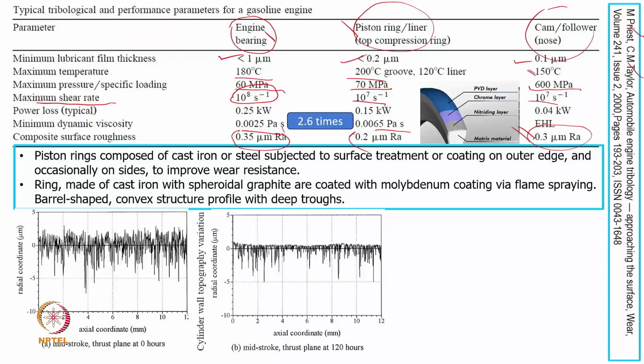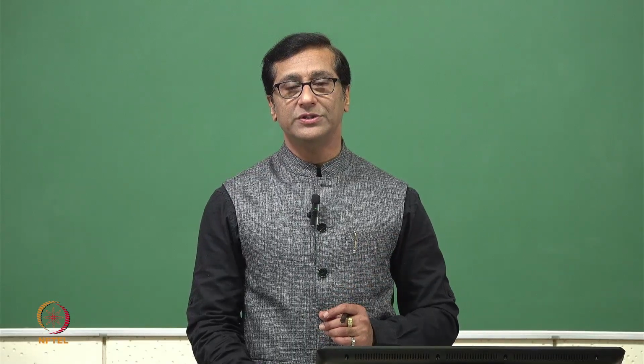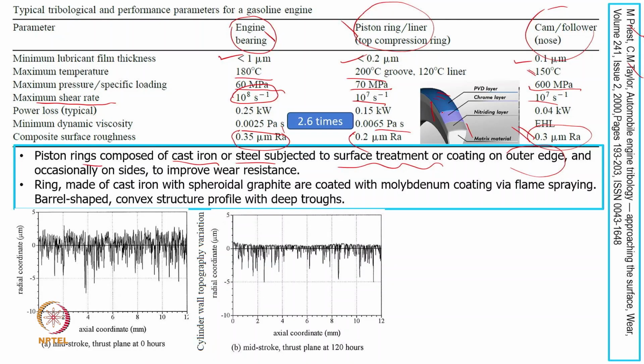And then what this paper also mentioned is that the piston ring, which as I mentioned earlier is a cast iron ring or steel, whatever the subsurface we use, goes through a surface treatment or coating on the outer edge. This is the outer edge which we are showing, and occasionally on the side. So on the side also there's a possibility: if we find there is an issue with the coefficient of friction or the wear rate, we can apply a coating, or a surface treatment, or some kind of homogenization treatment. Otherwise wear will occur only on the outer side.